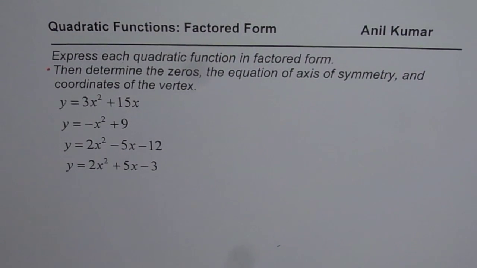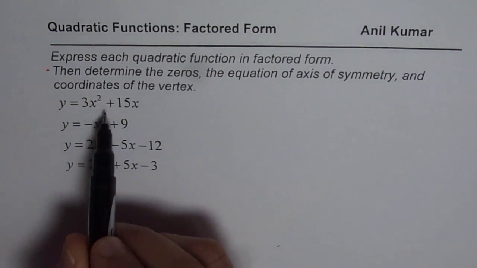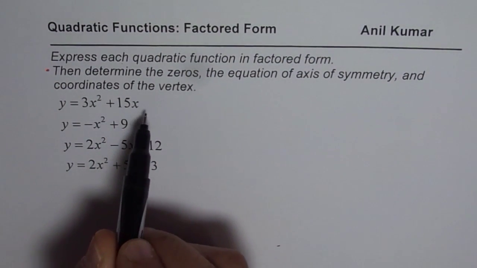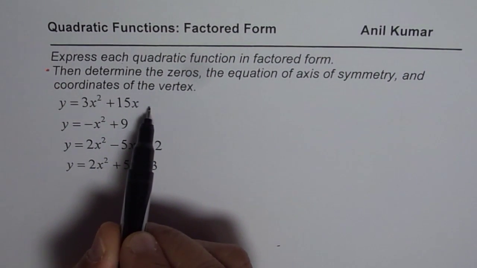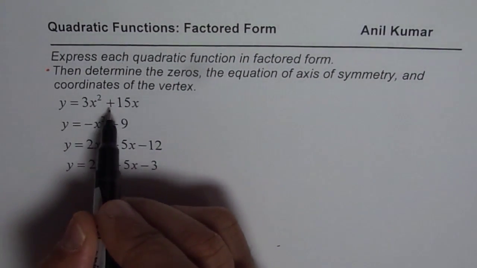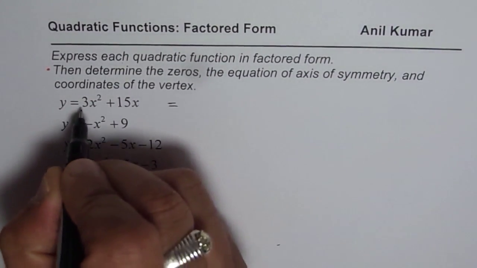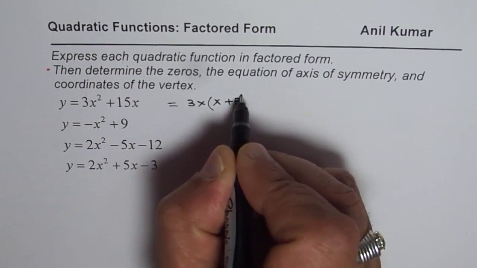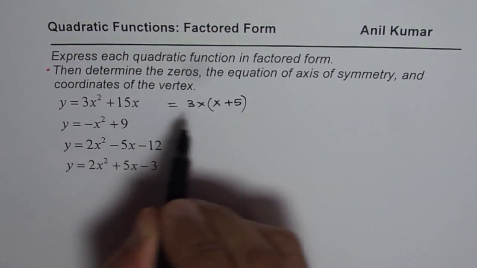Some of you may like to refresh factoring techniques, which you may do by following the link on this video. And I'll do one of these examples for you. The first one I'll do for you, 3x squared plus 15x, is a standard form of the quadratic equation where the y-intercept is at 0, at the origin. So we'll write it in factored form. 3x squared plus 15x could be written as 3x is a common factor, so we get 3x times x plus 5. So that becomes the factored form of the equation.